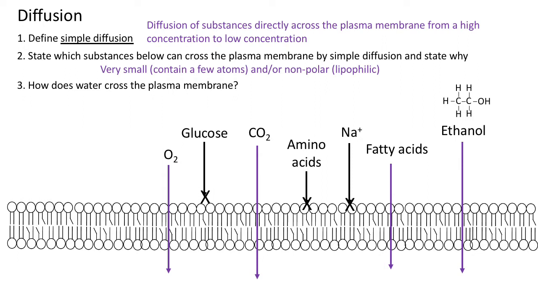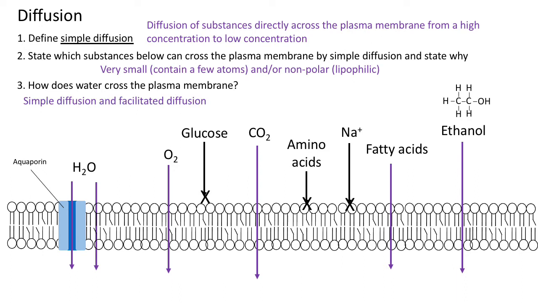So question 3, still with water. It can move through by simple diffusion, but it also can use protein, specifically called an aquaporin. And so water can cross the plasma membrane by simple diffusion and facilitated diffusion.